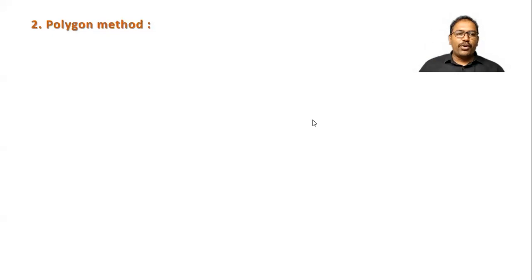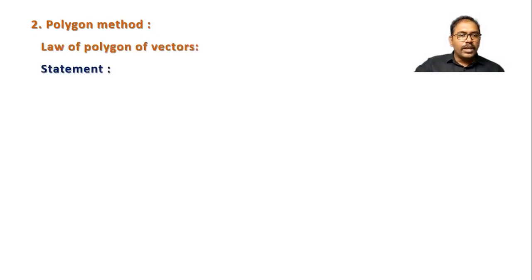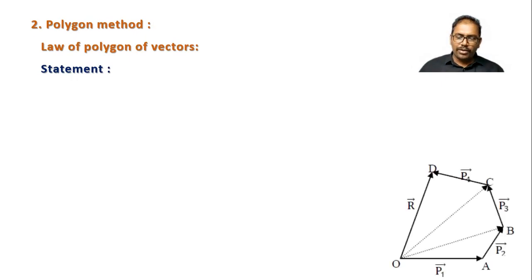Now the next method for addition of vectors is the polygon method. Here, the polygon method is not a separate method. It is a sub method of the triangle method, based purely on the triangle method. Now let me tell you the law of polygon of vector addition. The statement I tell you here, you can see a polygon.